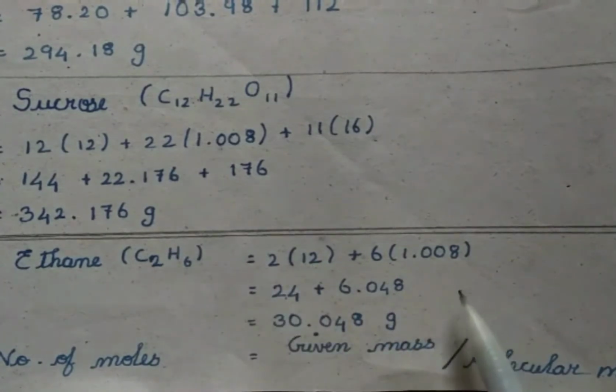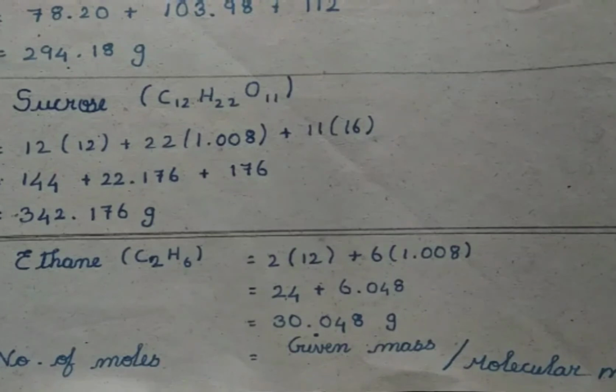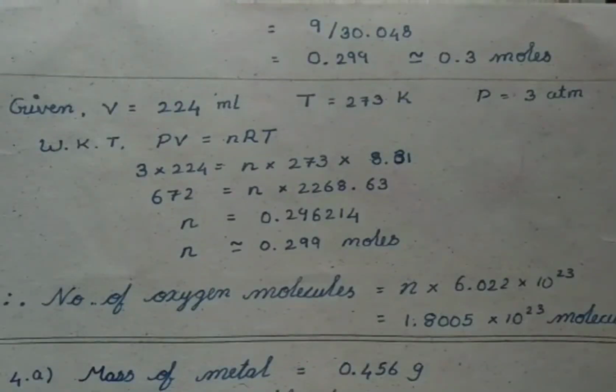Now we are going to find the molar mass. So 2 into 12 plus 6 into 1.008. By simplifying this, we get the molar mass of ethane as 30.048 gram. To find the number of moles, the formula is given mass divided by molar mass. Given mass is 9 gram. Molar mass, what we found, is 30.048. Dividing this, we get the answer 0.299, that is equal to 0.3 moles.